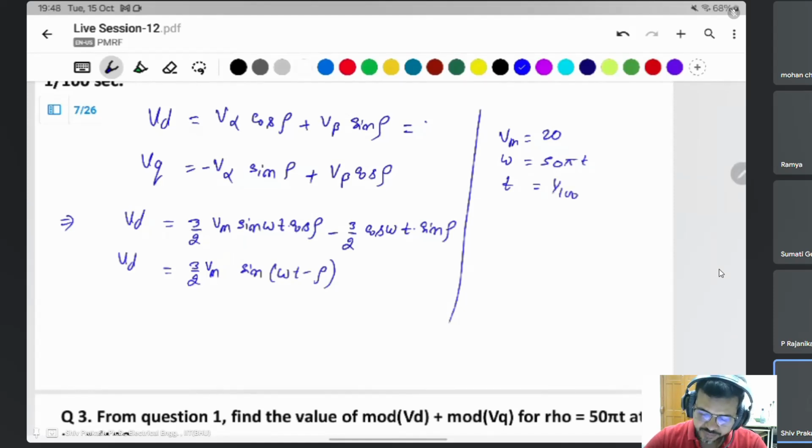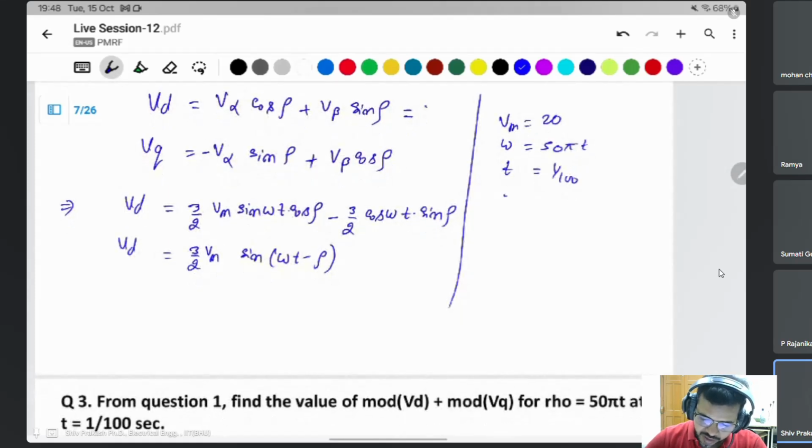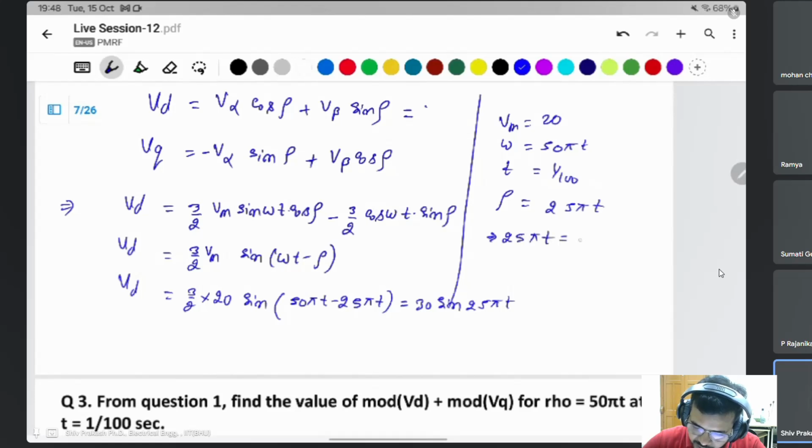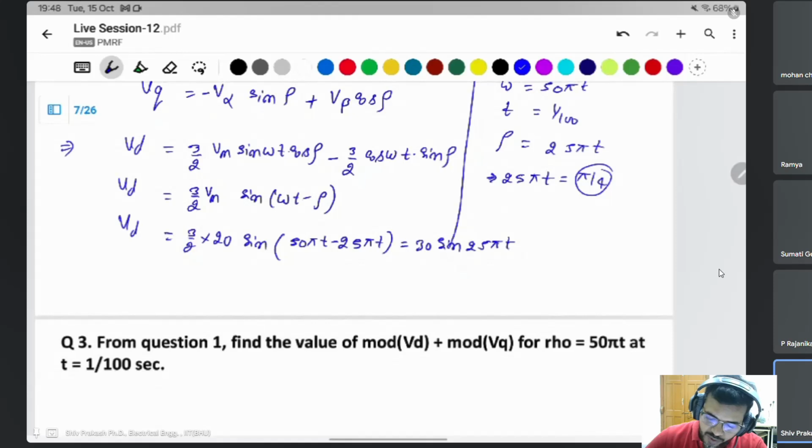T is given as 1 by 100 and rho is given as 25 pi t. Then Vd is 3 by 2 into 20 sin of (omega t minus rho), which is 50 pi t minus 25 pi t, that is 25 pi t. So 30 sin 25 pi t. Then with t equal to 1 by 100, it will be 5 by 4 pi, sin of that is 1 by root 2, so 30 divided by root 2, which is 21.21.